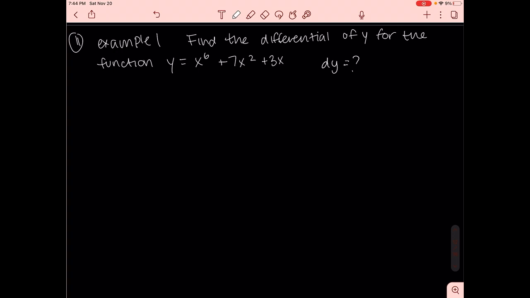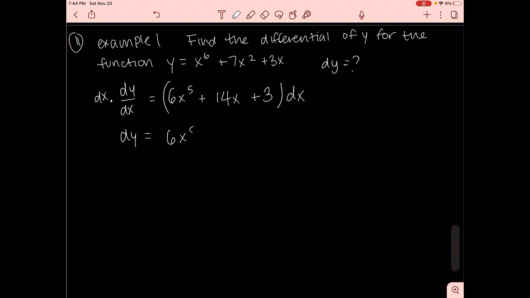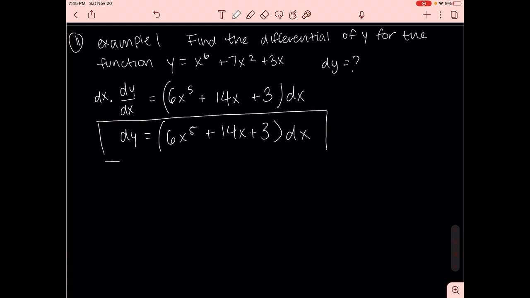So let's take the derivative of both sides of this equation. That gives us dy over dx is equal to 6x to the 5th plus 14x plus 3. And now if we multiply both sides by dx, that leaves us with dy is equal to 6x to the 5th plus 14x plus 3 times dx. And that's it. We found the differential of y.